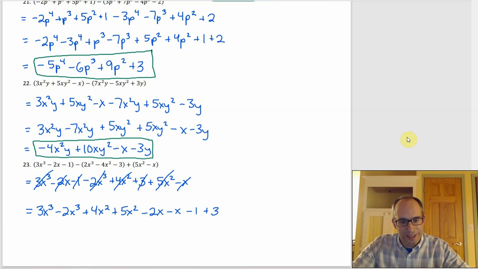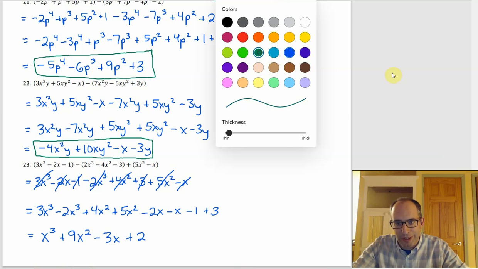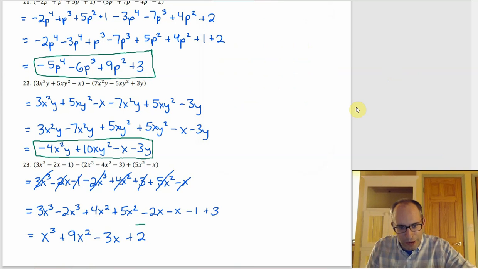Okay, good. Because now we can combine terms and we can say, well, 3 minus 2 is 1. So that's a 1x cubed, or just x cubed. 4 and 5 is 9, so plus 9x squared. Then minus 2 minus 1 is minus 3, so minus 3x. And then negative 1 plus 3 is 2, so plus 2. And there we are, right? There's the answer. I guess if I'm boxing them all in dark green, or forest green, or whatever you want to call this, I'll do it to this one too.